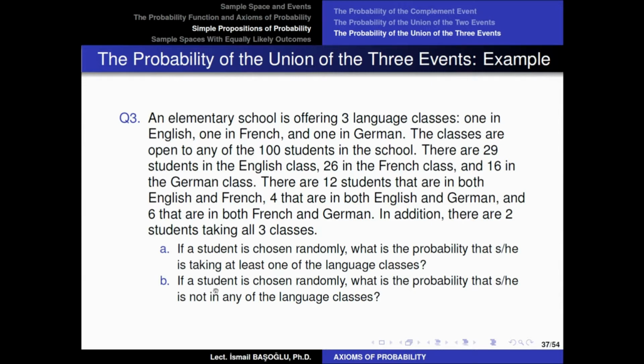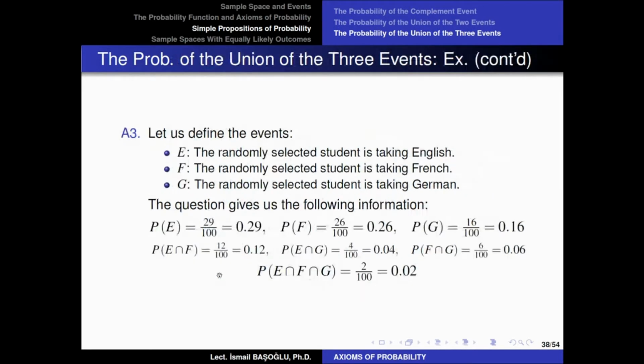And in part B, again, it is asking what is the probability that the randomly selected student is not taking any of these language classes. So let us first solve part A, then part B. What is the probability that the randomly selected student is taking at least one of these language classes?